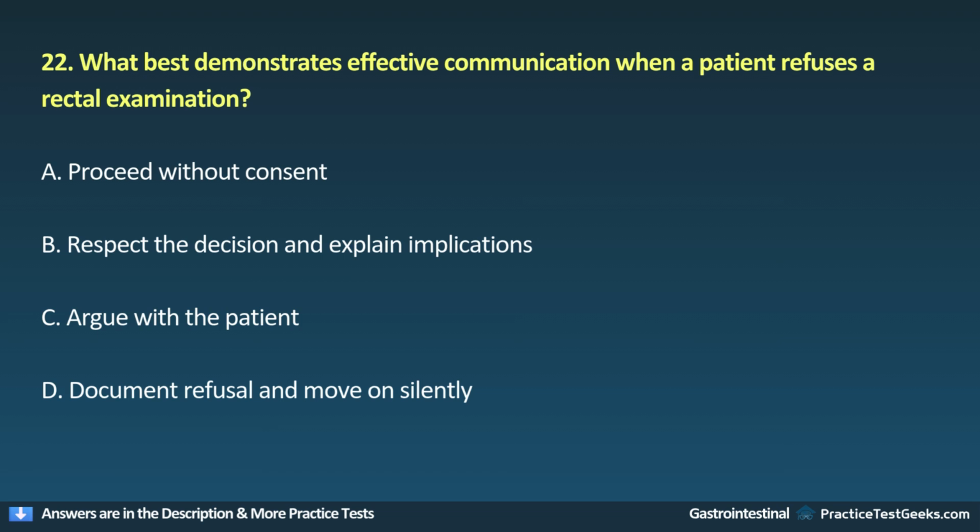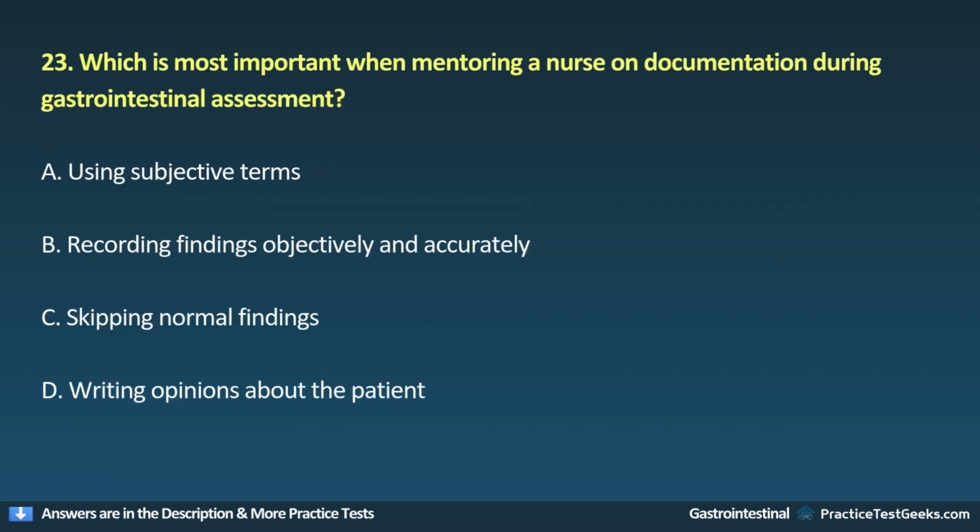22. What best demonstrates effective communication when a patient refuses a rectal examination? A. Proceed without consent. B. Respect the decision and explain implications. C. Argue with the patient. D. Document refusal and move on silently.